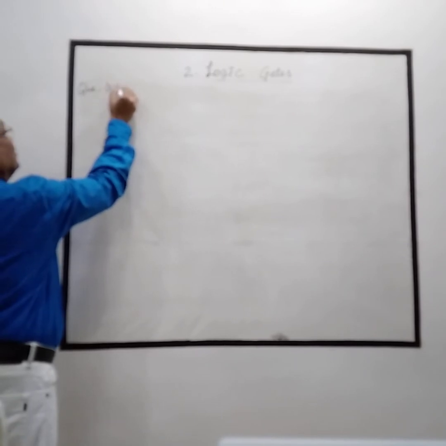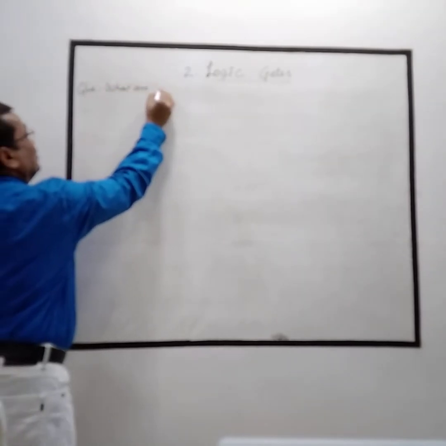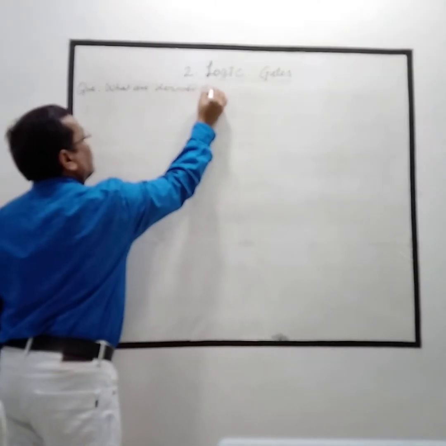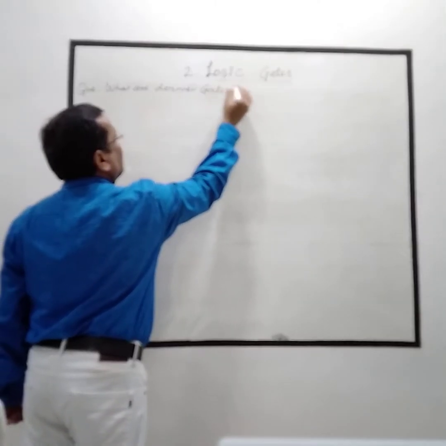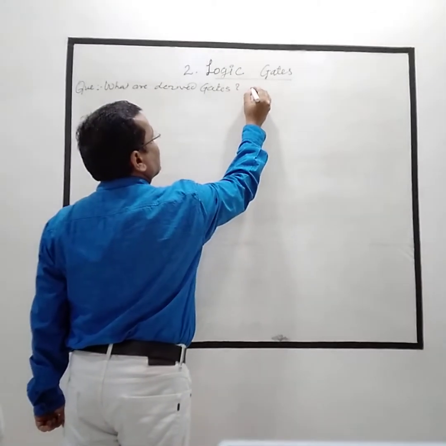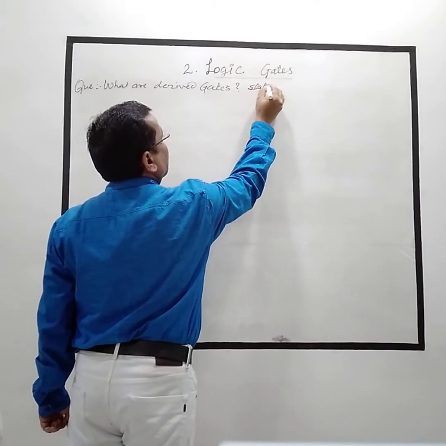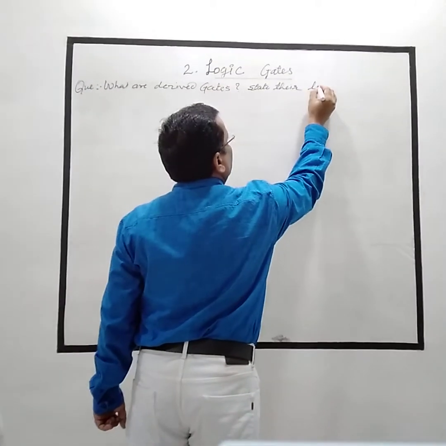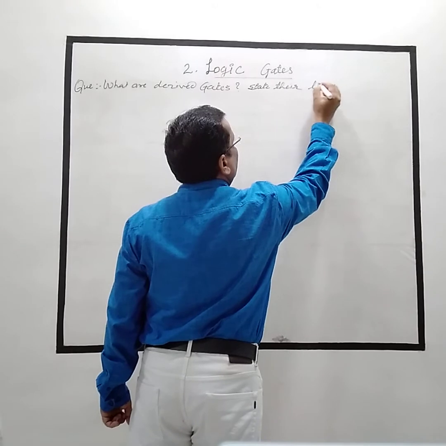What are derived gates? State their types.